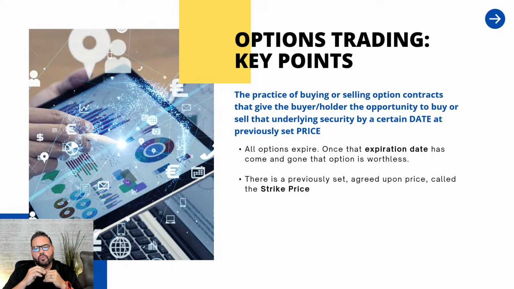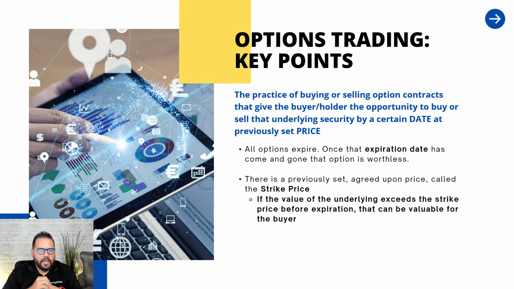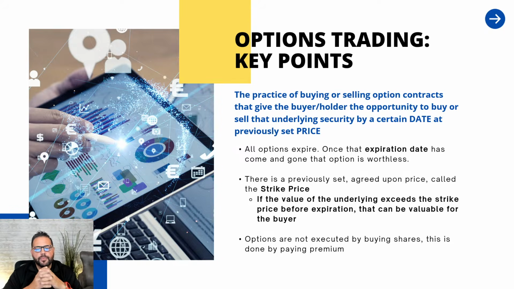There's a previously agreed upon price called the strike price. This is a key point. Expiration and strike price are 2 things that as an options trader you've got to think about, and 2 things that we're going to walk through today and apply the artificial intelligence to help you understand that. If the value of the underlying asset exceeds the strike price before expiration, that can be a very valuable thing for that option buyer. And that's why these 2 pieces are so key: expiration date and strike price. And we'll talk through that in a little bit of detail today.